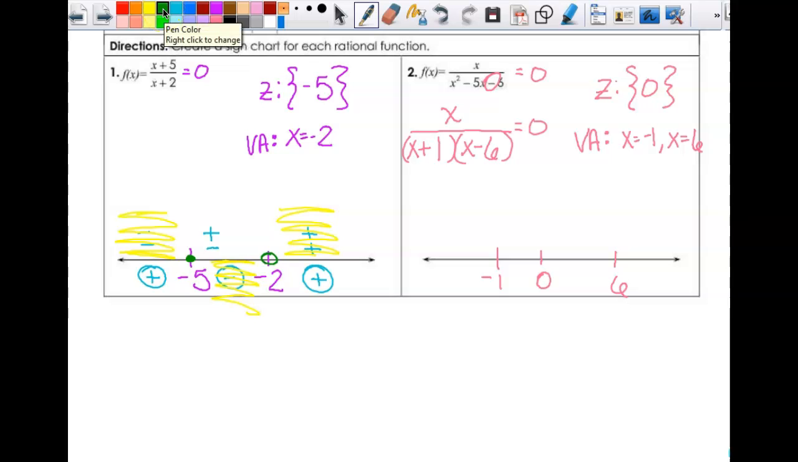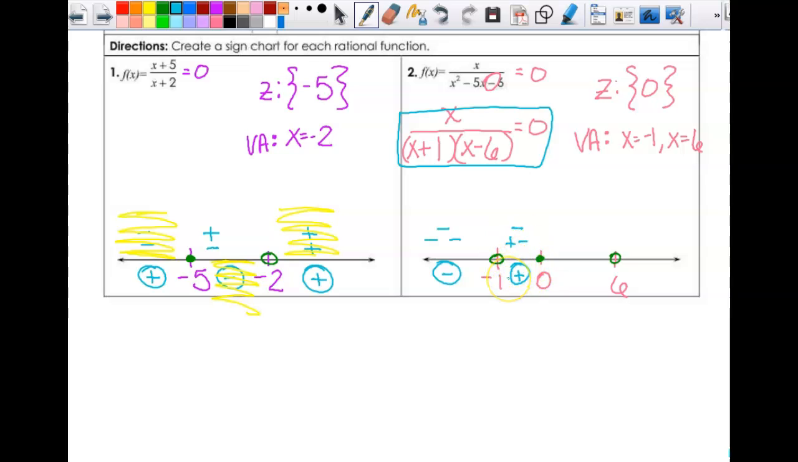My -1, is that open or closed? Open. What about 0? Closed. And 6? Open. Very good. So I've got 3 things I have to put my sign in here because I'm using this. So I'll start with -2. So that would give me negative over negative times negative. So those 3 negatives give me negative. Then I'll use -1/2. That would give me negative, positive, negative.